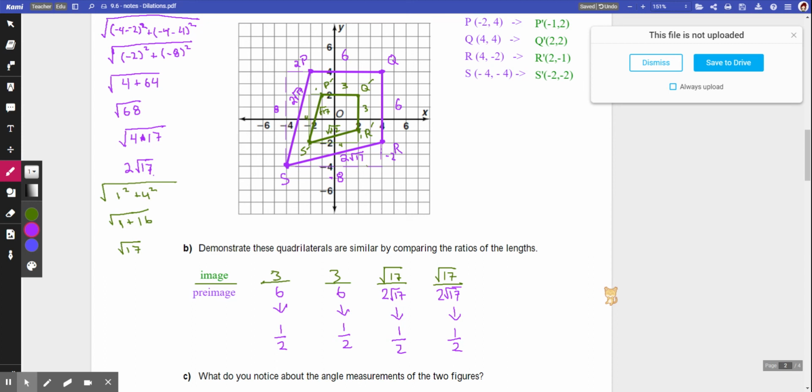So the lengths get multiplied by the scale factor, the distances get multiplied by the scale factor, everything gets multiplied by the scale factor. Except what do you notice about the angles? Did the angles get multiplied by the scale factor? So let's look at angle Q because that's the easiest one. Angle Q is the intersection of a horizontal and a vertical line. So we know that that's a right angle because horizontal and vertical are perpendicular. So this is a right angle and this is a right angle. So the angle measures actually stay the same.